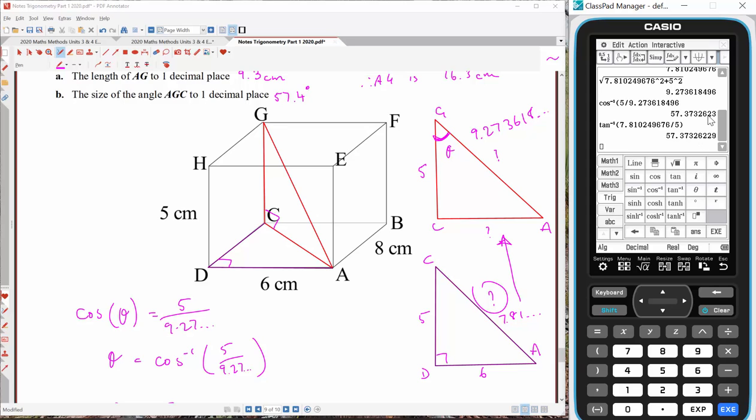373262. It's just got more decimal places. I don't know why, but yeah, let's call a spade a spade and say it's the same there. All right.